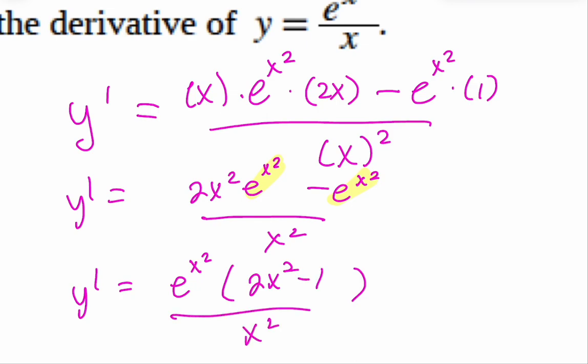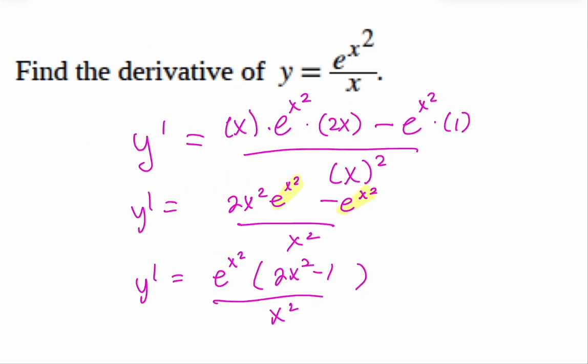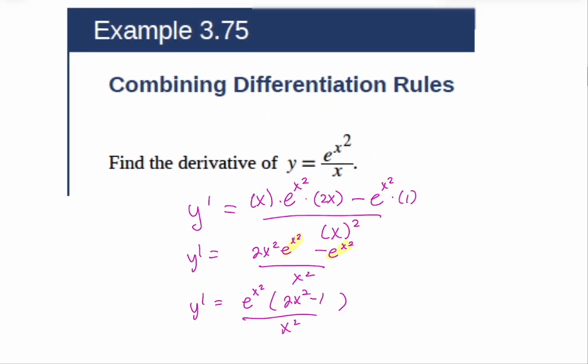Now, algebraically, you cannot cancel this x squared out of just this term. Kittens cry somewhere when you do that. Please don't do that. This x squared is under everything, so it is divided into everything. So just leave it. Okay. So that is example 375. Anybody have questions about that one?